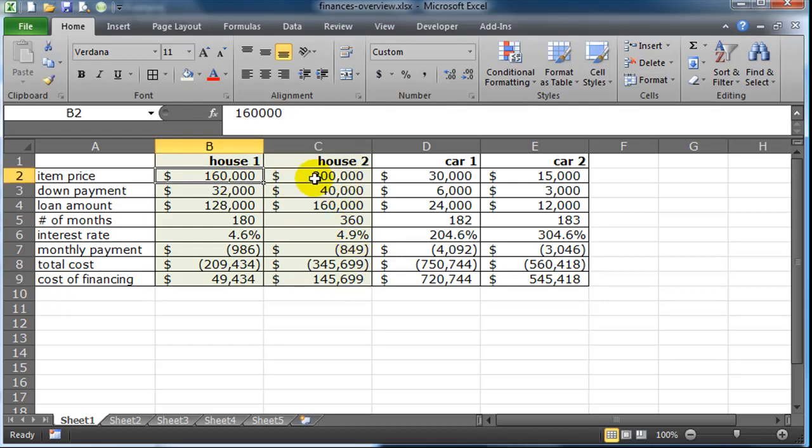If I change house 1 to $200,000, there we go. Equal houses, equal prices, same down payment, same loan. However, one loan is financed for 15 years, the other loan is financed for 30 years. The 15-year loan gets a better interest rate. Now the 15-year payment is going to be a little bit higher than the 30-year payment, but of course the big savings is in that cost of financing.